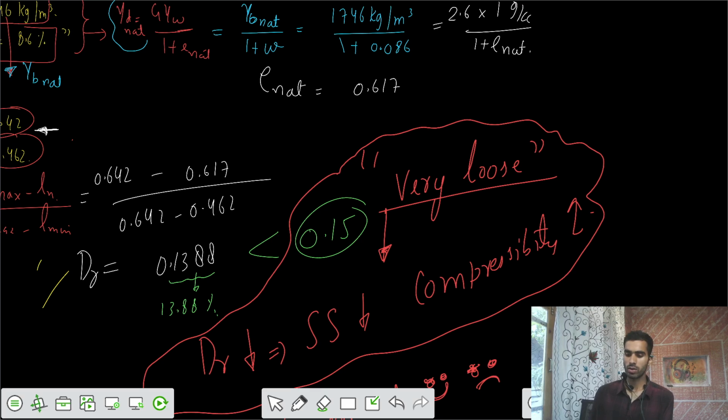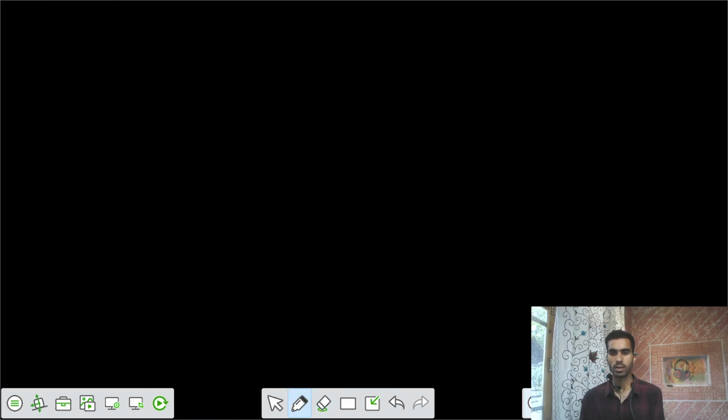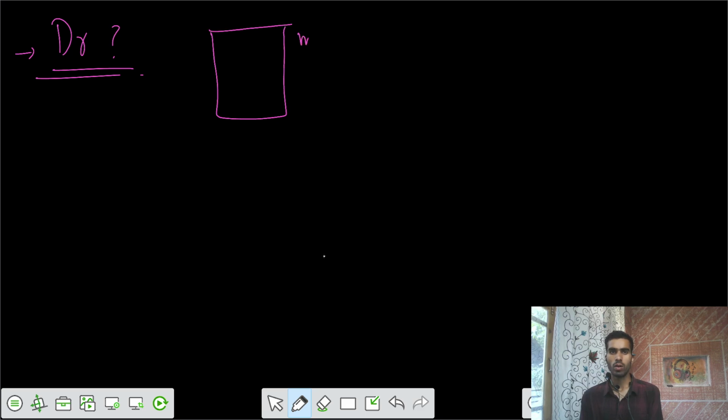Let's take one more related to that same concept, that's relative density. Let's go for that. It's saying that we need to calculate relative density, okay? And we are having a mold, a mold of volume.